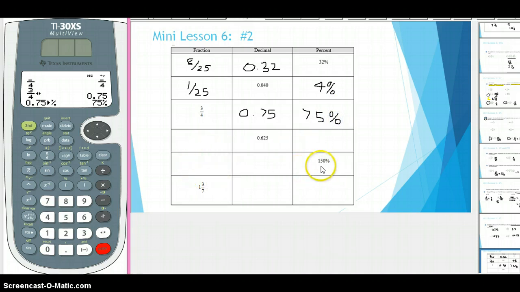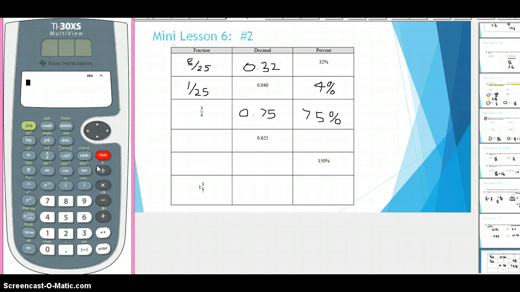Let's look at 150%. So this is very similar to this one up here. It'll just have a decimal in the answer. Now 150% means 150 out of 100. So that's going to be bigger than 1 when we write it as both a fraction and a decimal. So I'm going to put 150%, and I'm just going to hit enter, and notice it changed it to a decimal, 1.5.